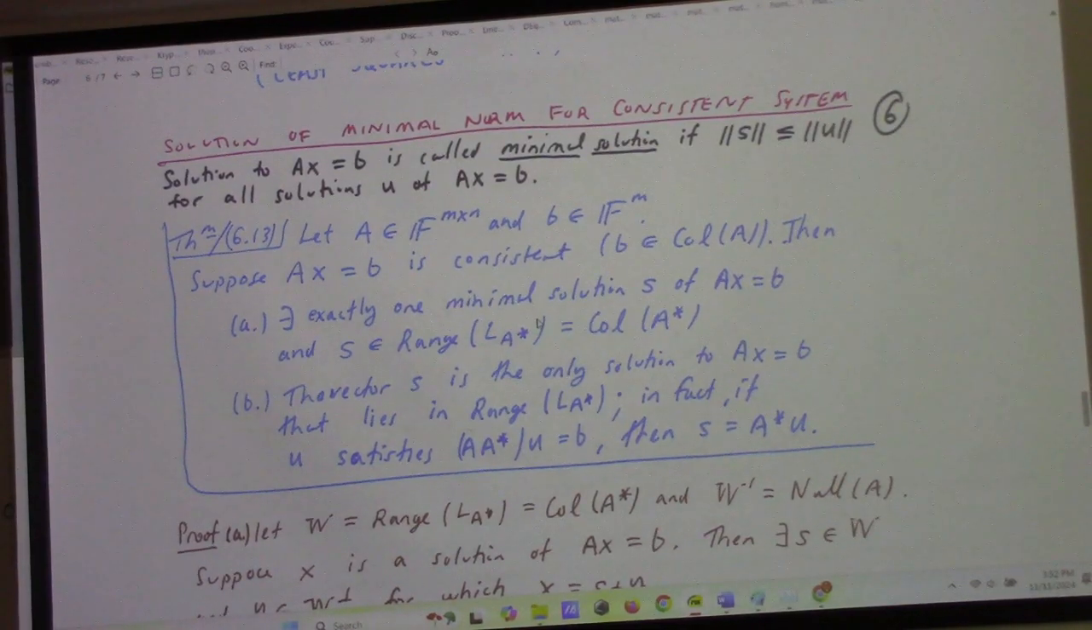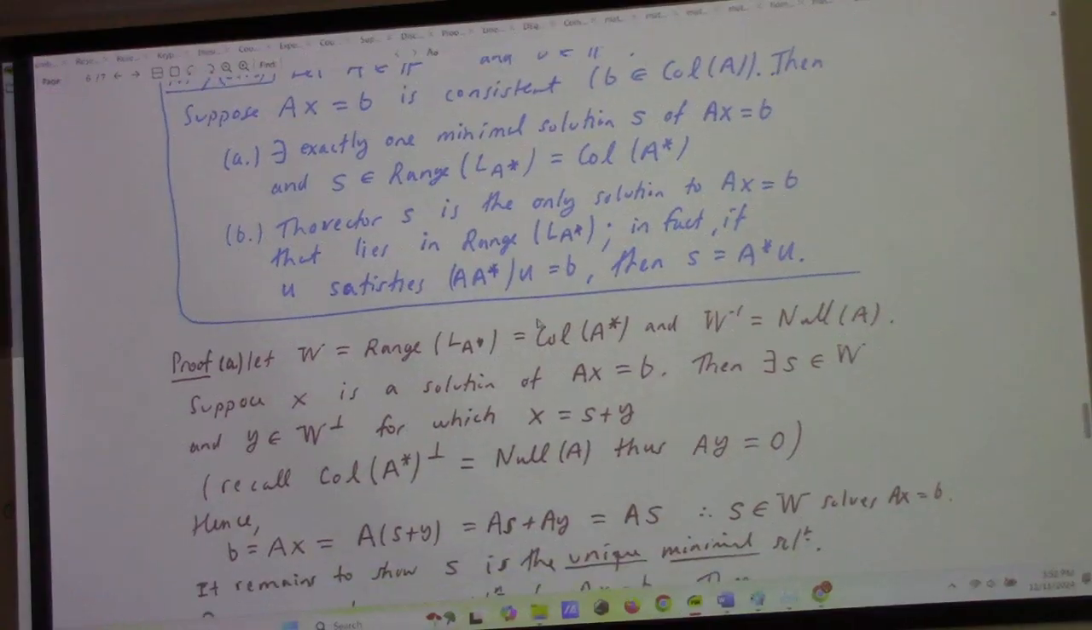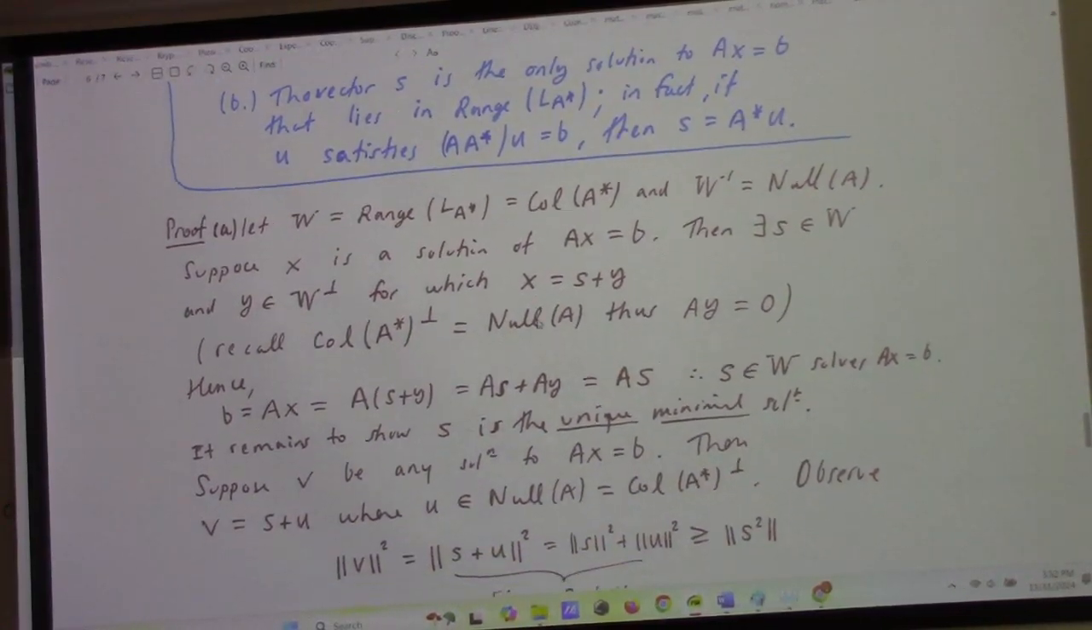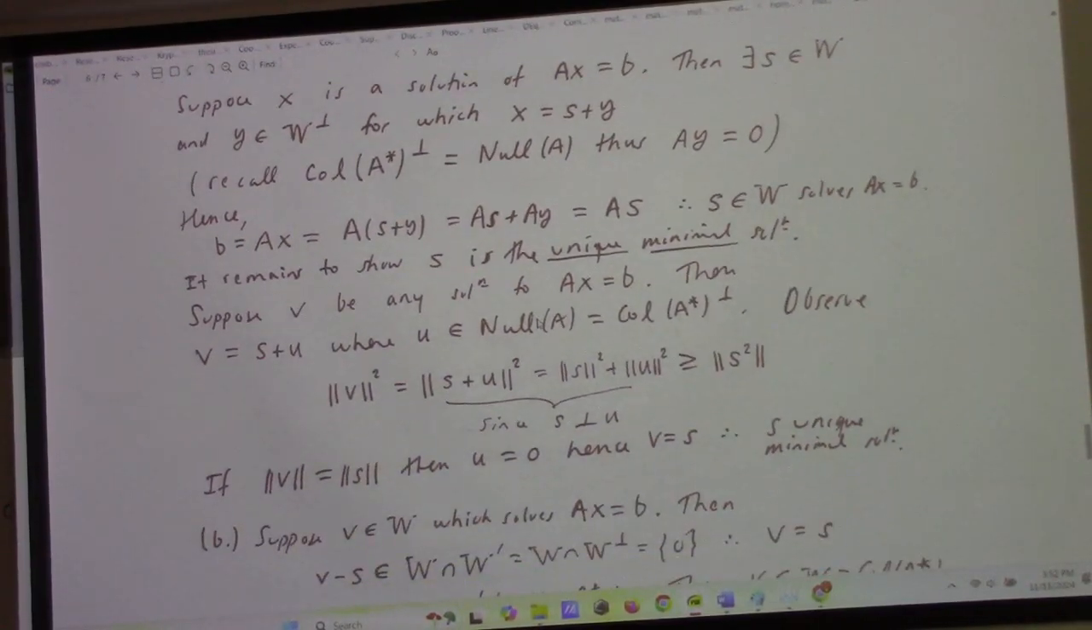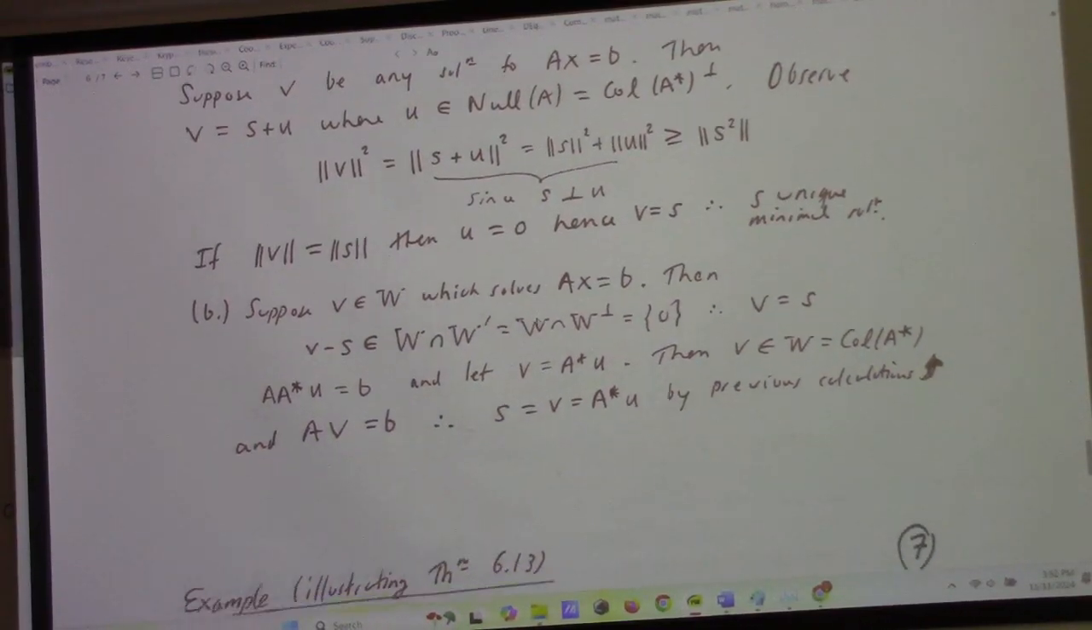So I'm not particularly interested in the proof of this theorem, so I'm going to skip past it, but it's pretty straightforward what I'm skipping. I really want to show you the example. That's probably more interesting to you guys.